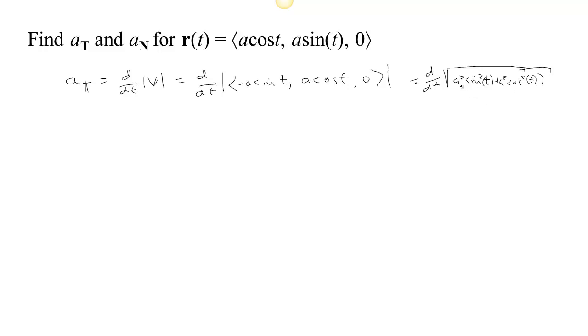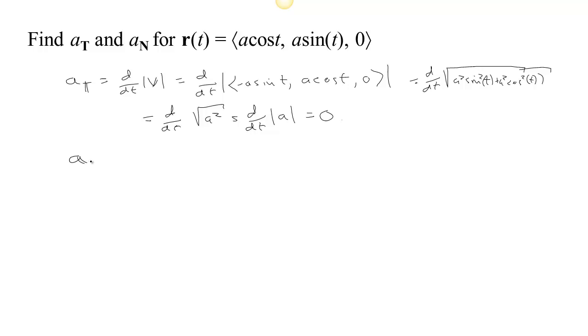It's the same number multiplying sine squared and cosine squared. So if we factor it out and apply our Pythagorean identity, we just have the square root of a squared, which would be the absolute value of a, the radius of our circle, which is not changing. So there is no tangential acceleration. That means all of the acceleration is normal acceleration.